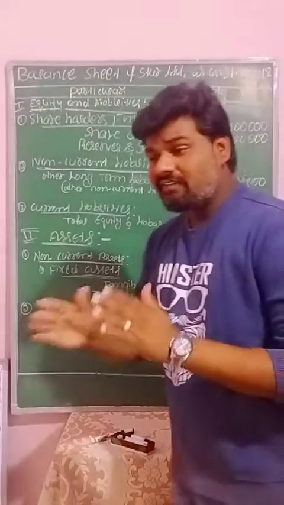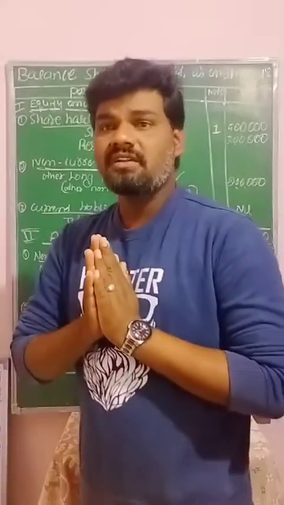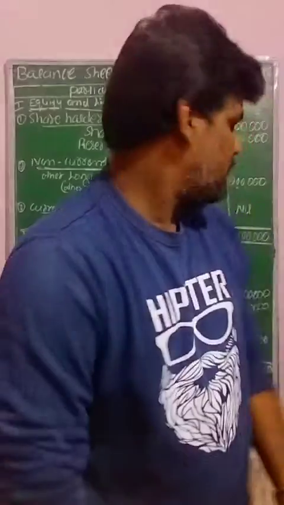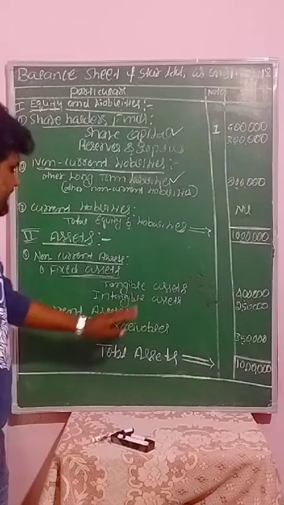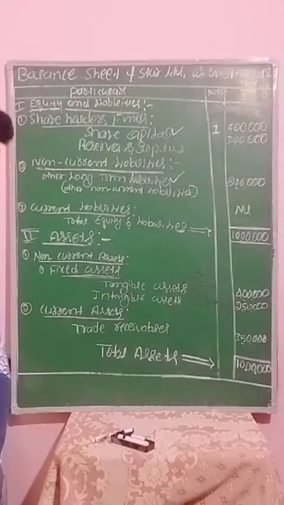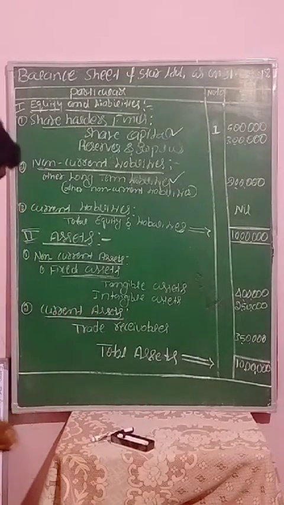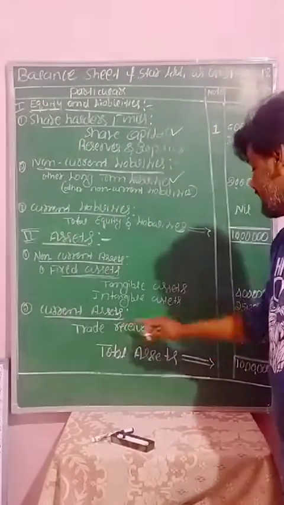Suppose when tangible assets and intangible assets are not given directly, in that situation we need to take working notes for ascertaining total tangible as well as intangible assets. So here, only two transactions are related to these non-current assets. The next, second type of asset, current assets. Under the current assets, directly they gave only one transaction, that is trade receivables.